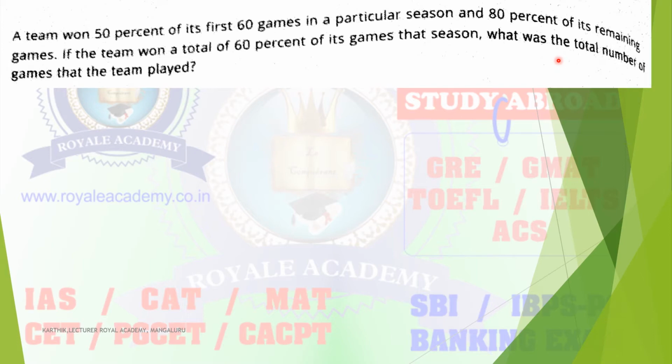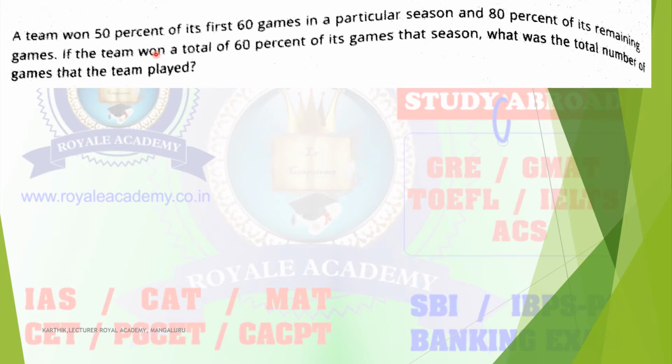So that we have to find out. So first half and second half. The first half, in that 60 games he won how much? 50%. Second half games we don't know, but in that second half games 80% he won. Okay, 80% of the games he won.